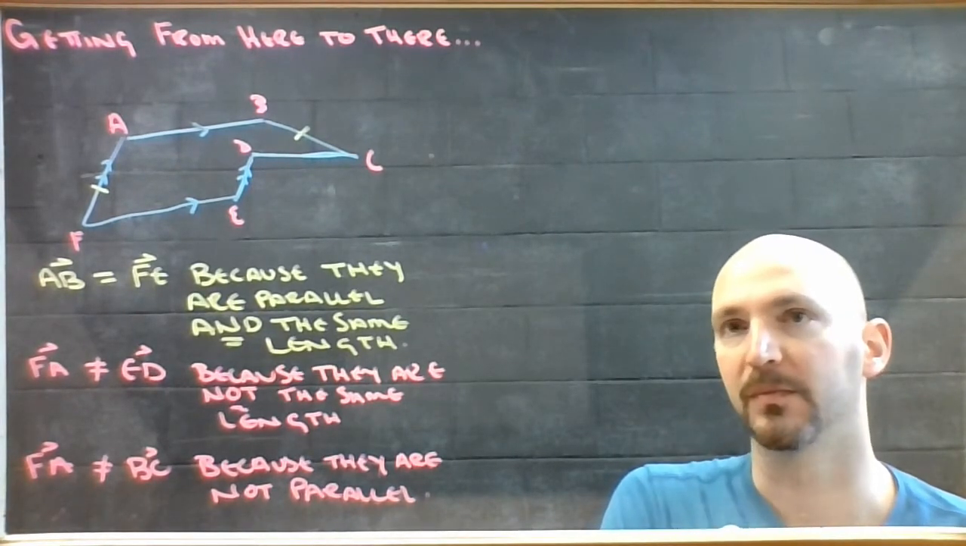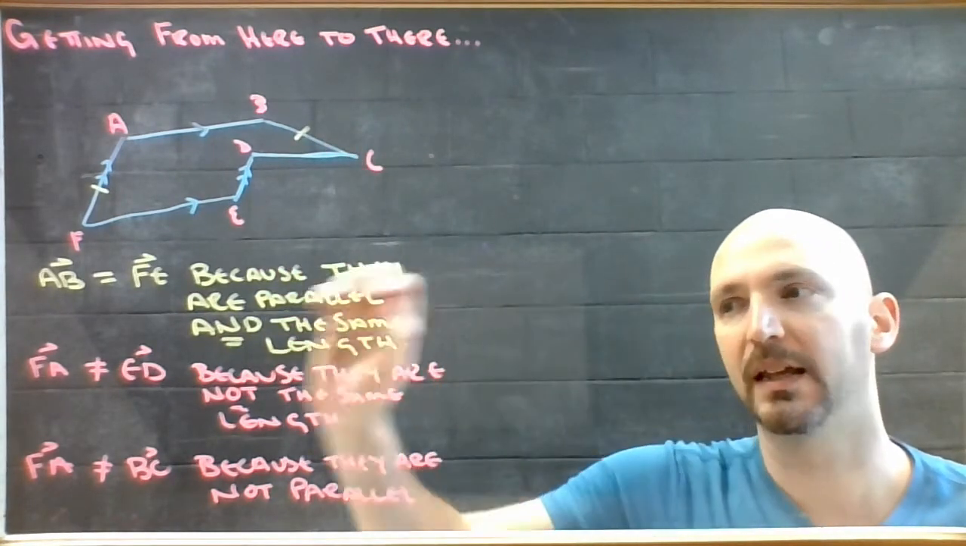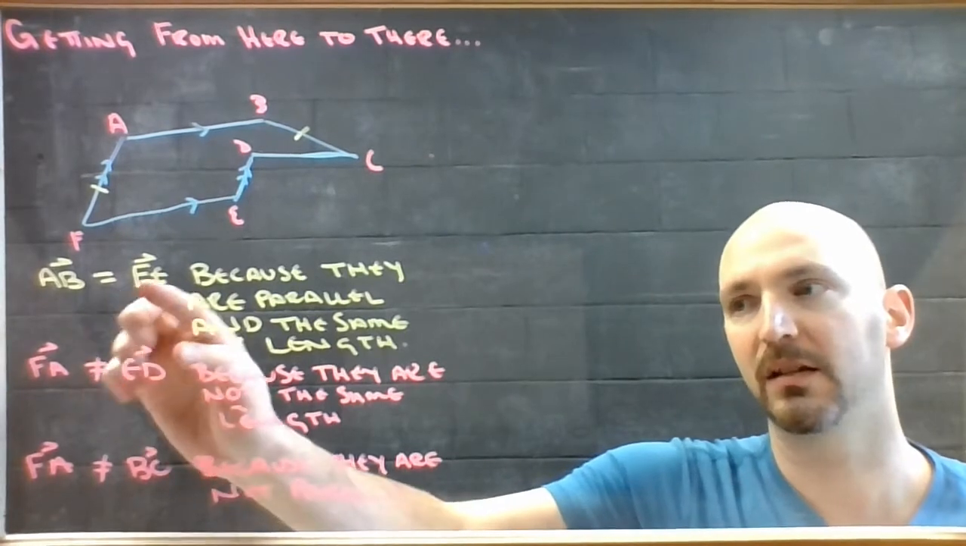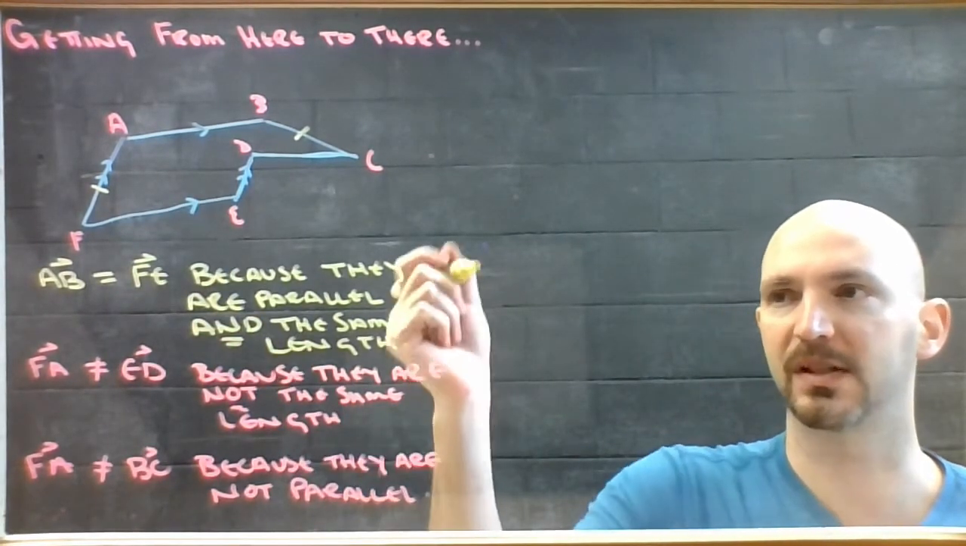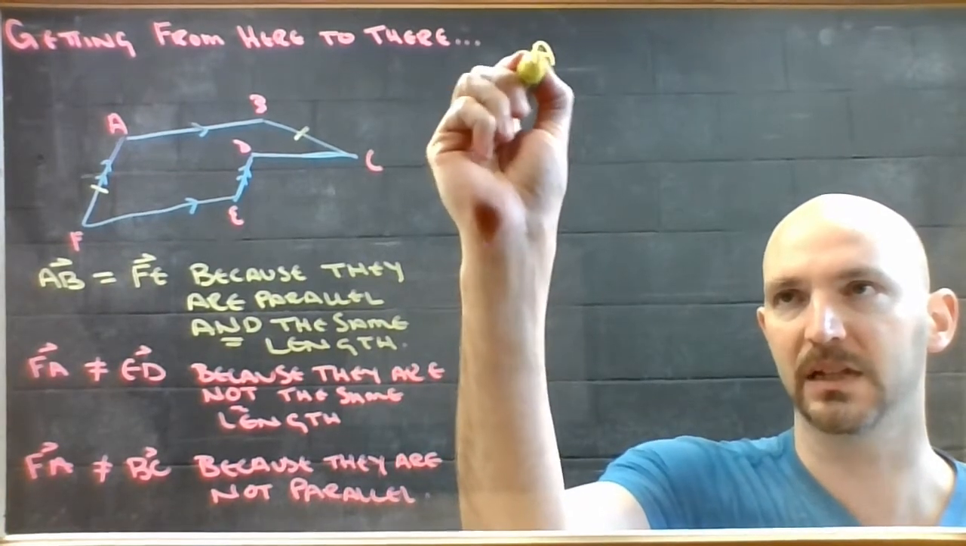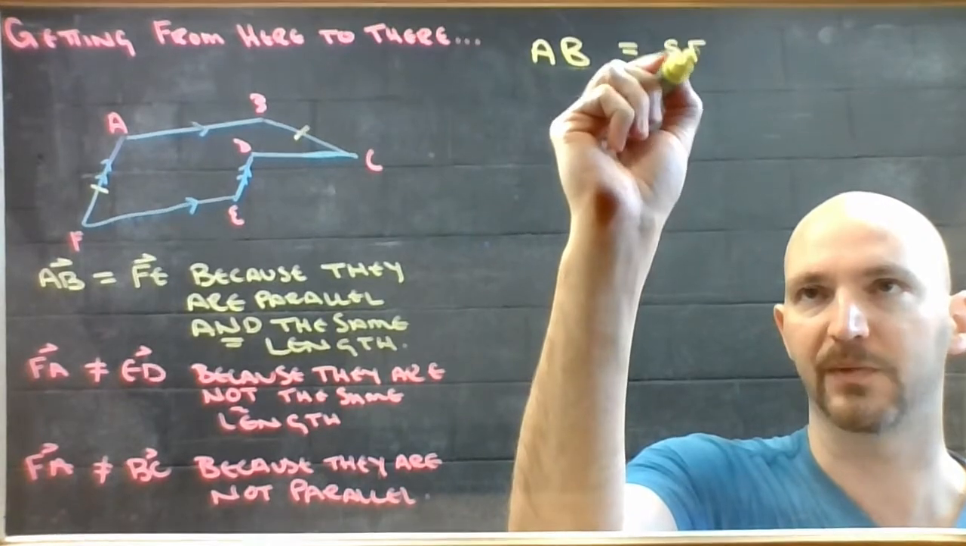Good. So another statement I want to try and make here is A to B is equal to F to E. So what if you asked yourself, is A to B the same as E to F?